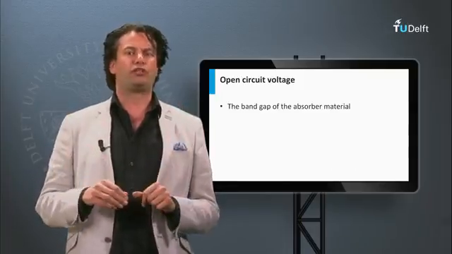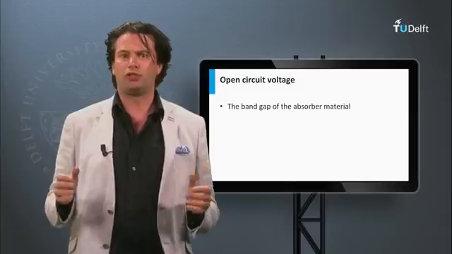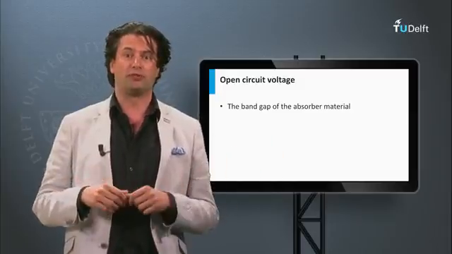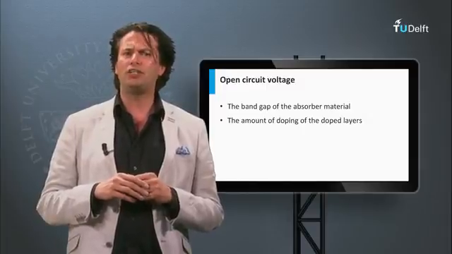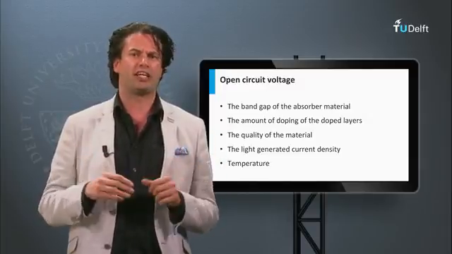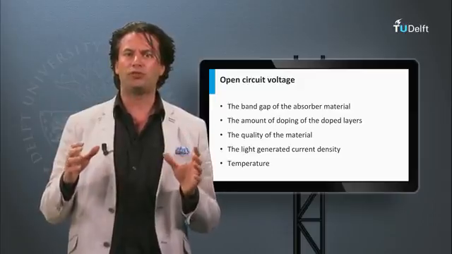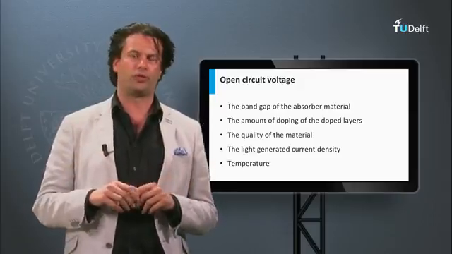The open circuit voltage depends on other factors as well, such as the band gap of the absorber material, the amount of doping of the doped layers, and the quality of the material, or in other words, the defect density. We will come back to these relations later during the course.